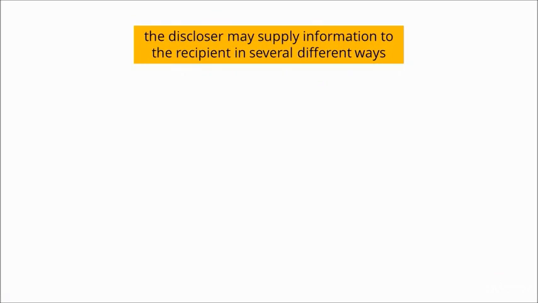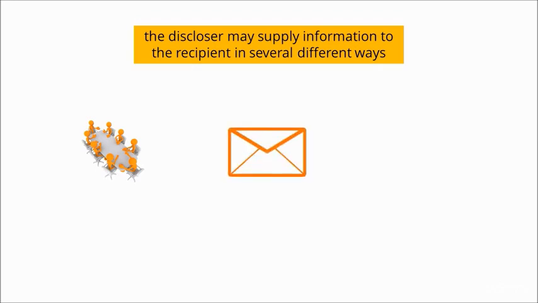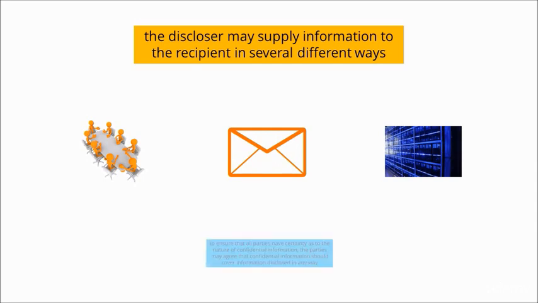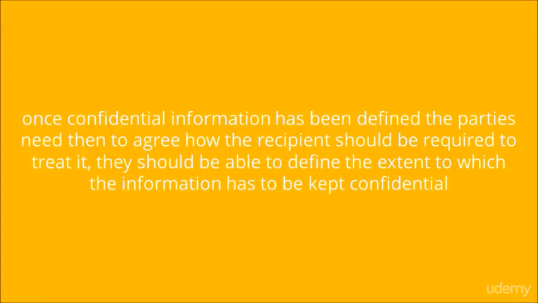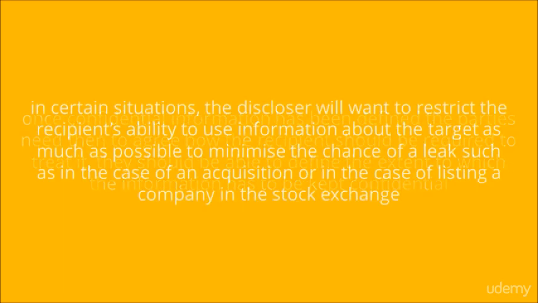The discloser may supply information to the recipient in several different ways. For example, in face-to-face meetings, such as meetings with management, in emails, or in a data room. To ensure that all parties have certainty as to the nature of confidential information, the parties may agree that confidential information should cover information disclosed in any way. Once confidential information has been defined, the parties need then to agree how the recipient should be required to treat it. They should be able to define the extent to which the information has to be kept confidential.